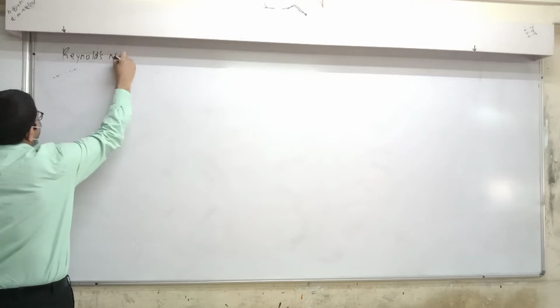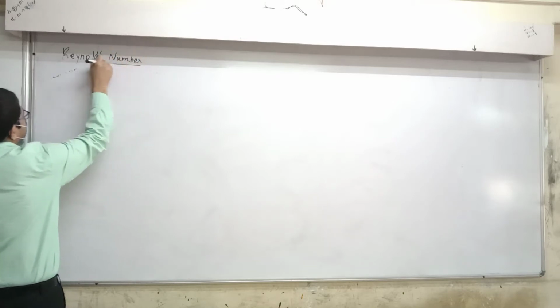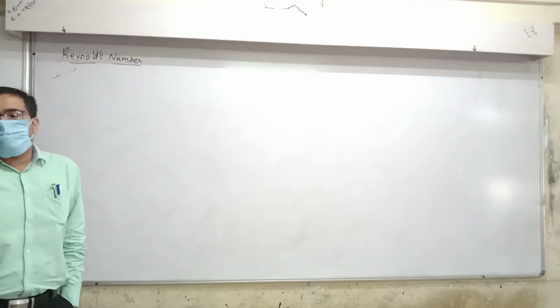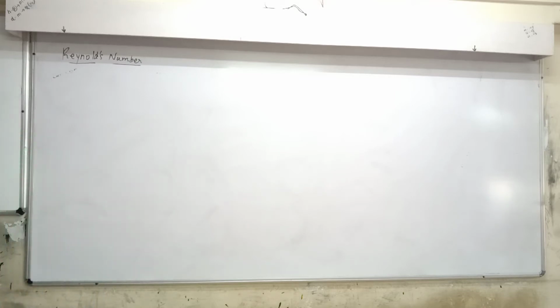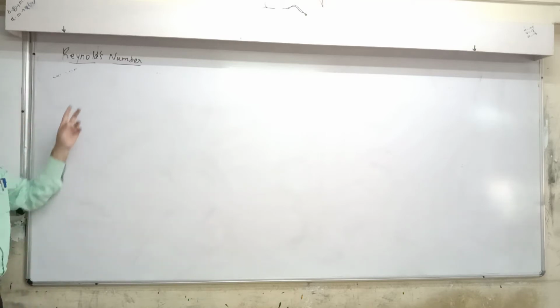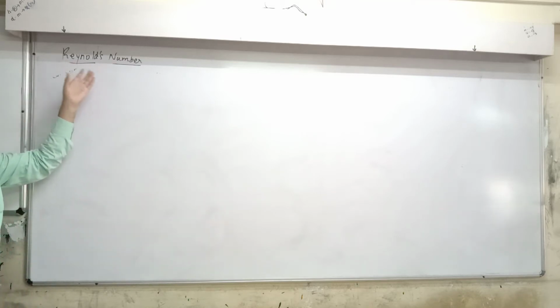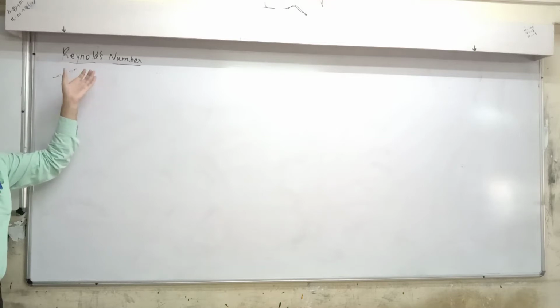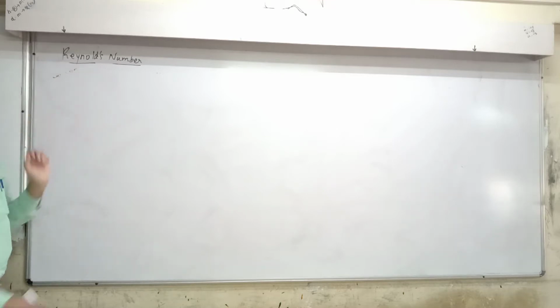Reynolds number. So what is Reynolds number? It's a number that tells you whether the flow is streamlined or not. In a very simple way, it's a value that tells you whether the flow of the fluid is streamlined or not.